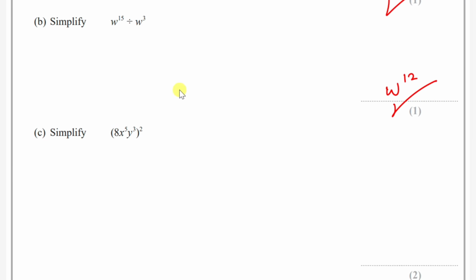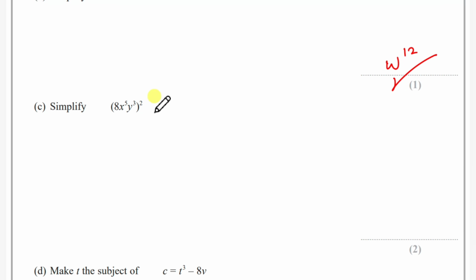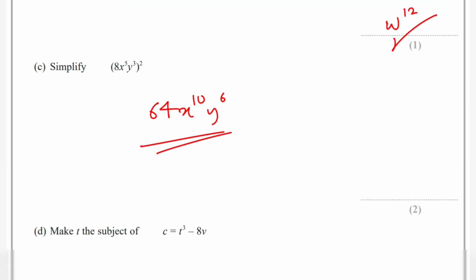Nice. C. Simplify all of this to the power 2. Now, a nice little trick, guys, is literally just attach this power 2 to each of these ones, yeah? And when you do that, you can have 8 to the power 2, which is 64. And then 2 times 5, which is 10, so x to the 10. And lastly, y to the power 3 times 2, which is 6. Yeah, that's all that's done.